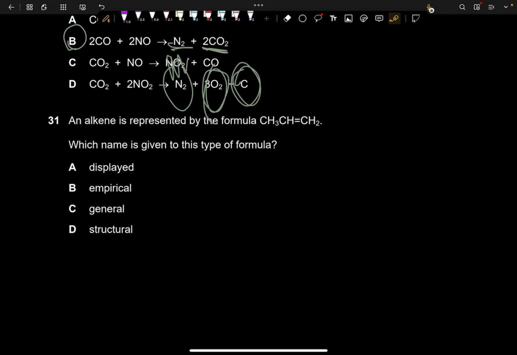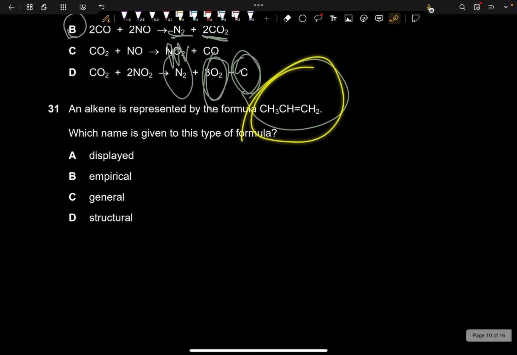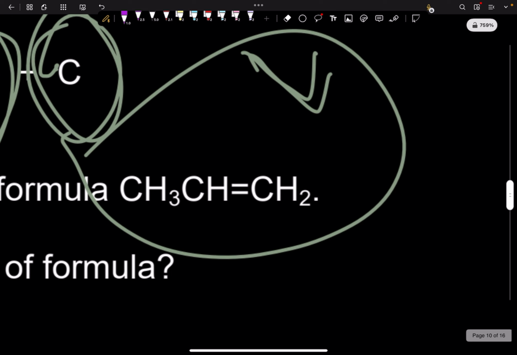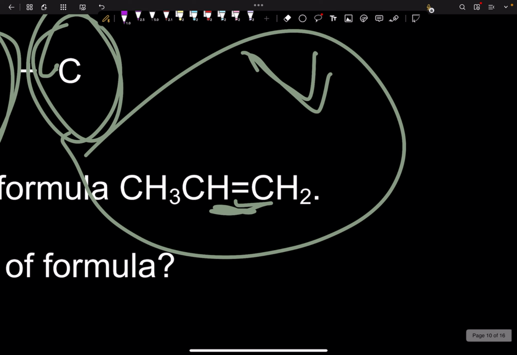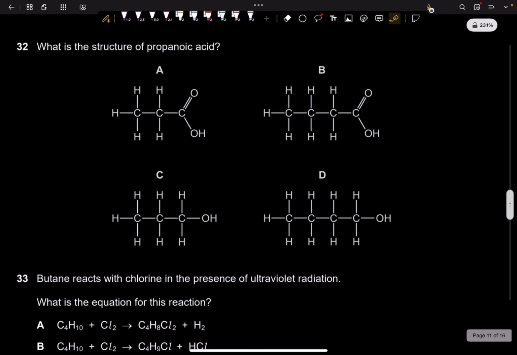An alkene is represented by this formula. What is the name given to this type of formula? That's a structural formula. This formula tells us about the structure. So it's going to be option D. That's exactly telling us about structure, where the double bond is present and how the carbons and hydrogens are arranged in this kind of molecule.